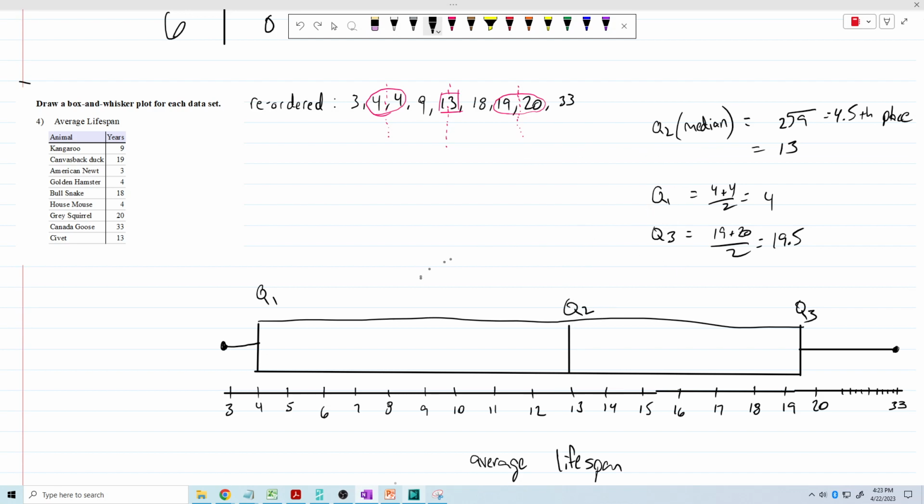Then to get Q1 and Q3, it's just a matter of taking the median of the lower half and taking the median of the upper half.